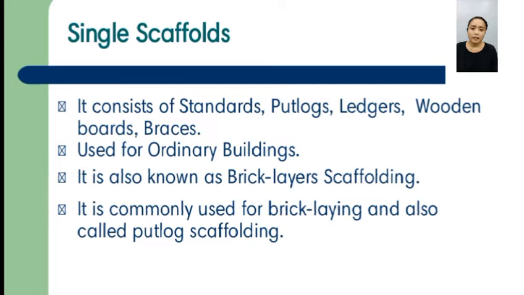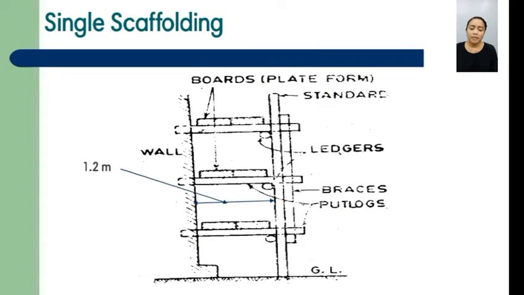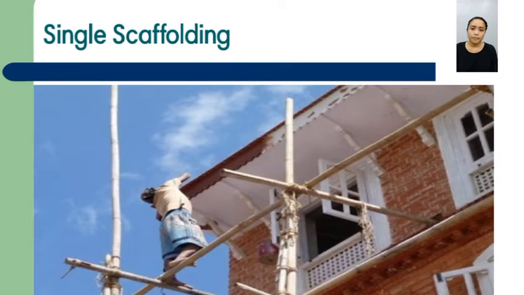Single scaffold consists of standards, footlogs, ledgers, wooden boards, and braces, used for ordinary buildings. It is also known as bricklayer scaffolding. It is commonly used for bricklaying and also called footlog scaffolding. This type of scaffolding is mostly used for brickwork and consists of an outer row of verticals called standards, to which longitudinal members are tied at different levels of working. These are some of the examples of single scaffold.